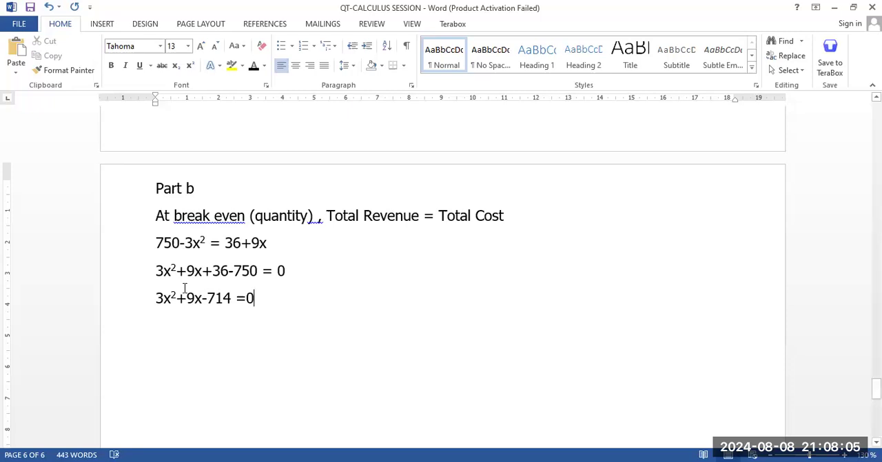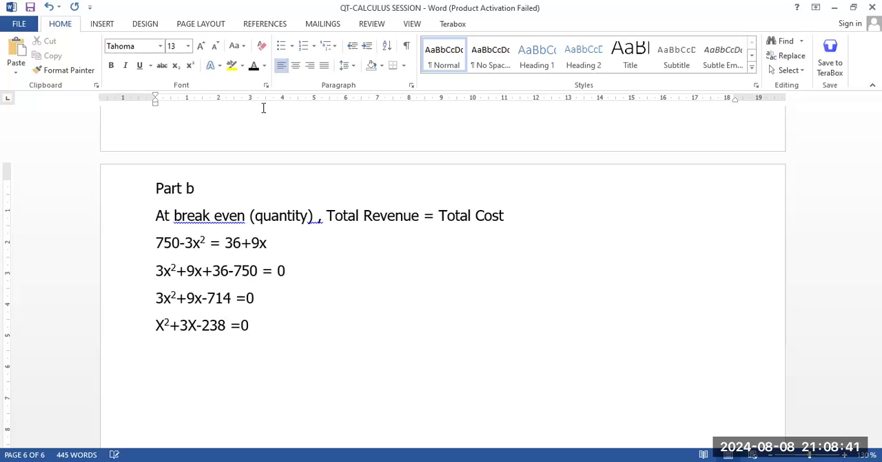And you ask yourself, is everything divisible by 3? If you find that everything is divisible by 3, you can reduce. And you say this is 3x squared, so this is x squared plus 3x minus 238, which is equal to 0.